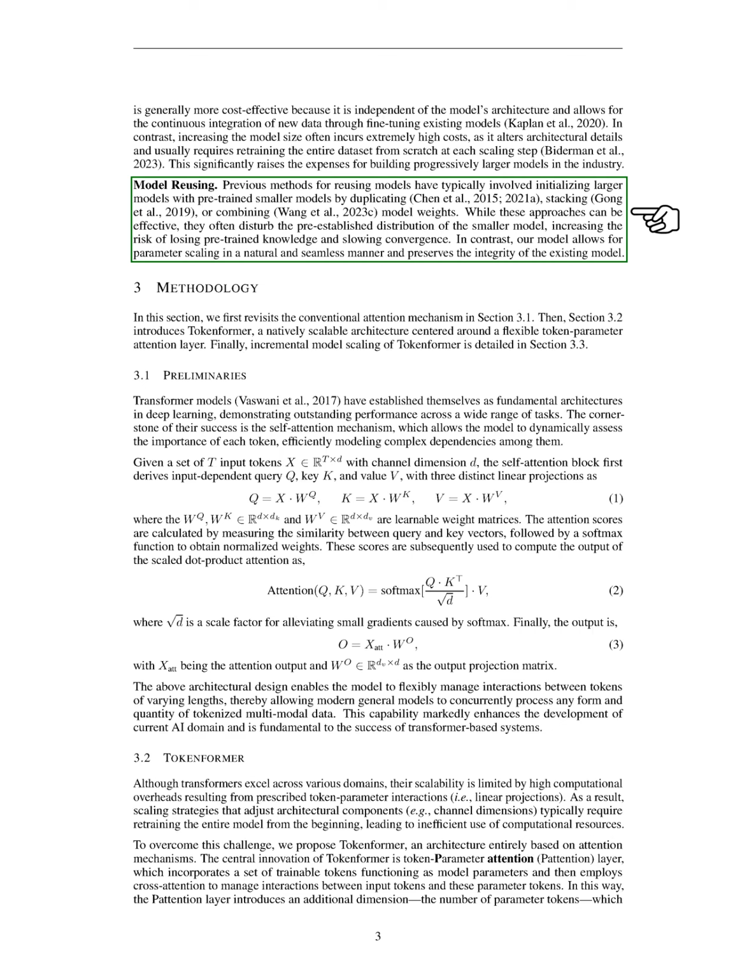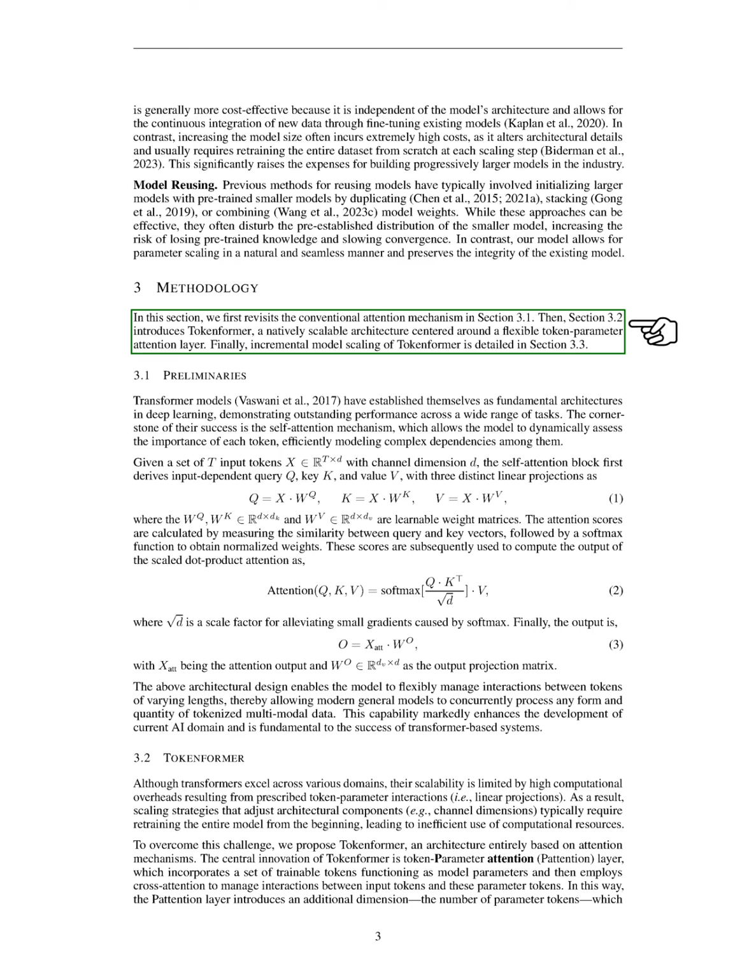In terms of model reuse, traditional methods often involve initializing larger models with pre-trained smaller ones, which can disrupt the smaller model's established distribution and risk losing pre-trained knowledge. Our approach allows for seamless parameter scaling while preserving the integrity of the existing model. In the following sections, we will revisit the conventional attention mechanism, introduce Tokenformer as a scalable architecture centered around a flexible token parameter attention layer, and detail the incremental scaling of Tokenformer.